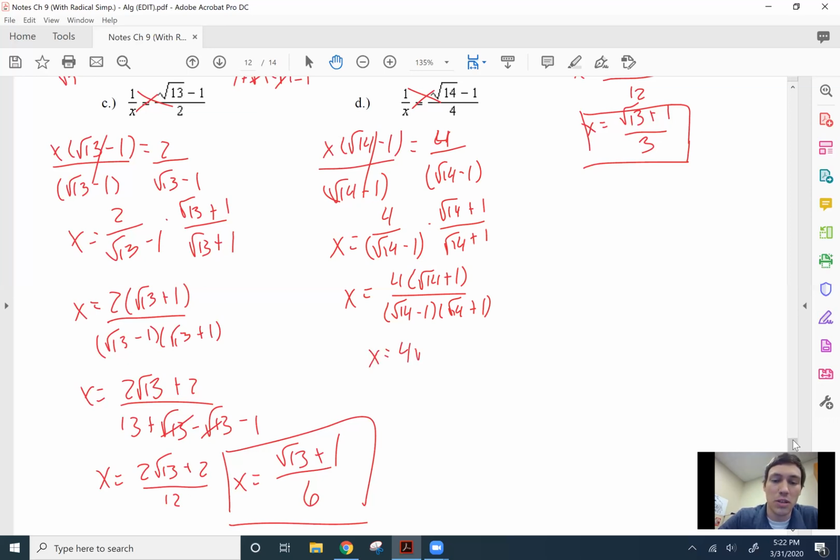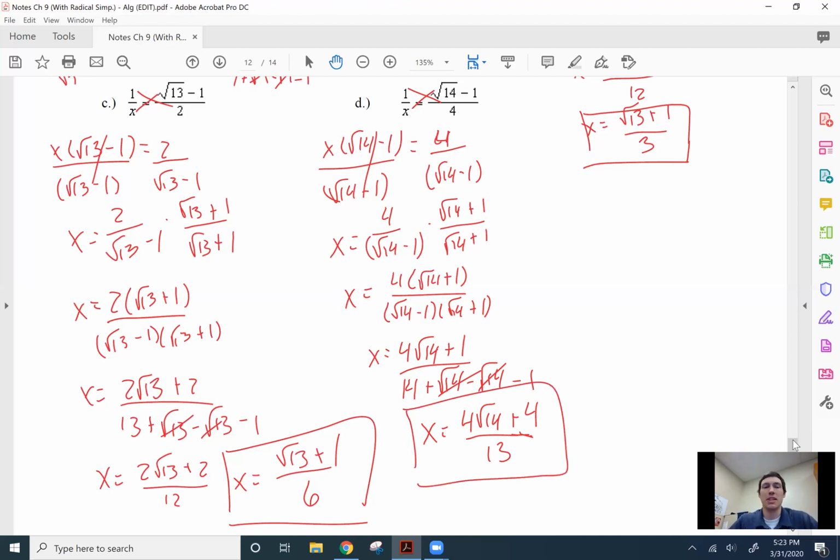So x equals 4 times radical 14 plus 1 all over radical 14 times radical 14 is just 14. Radical 14 times 1 is plus radical 14. Negative 1 times radical 14 is minus radical 14. And negative 1 times 1 is negative 1. So I get x equals 4 radical 14 plus 4 all over, those cancel, 13. And because 4 and 13 have nothing in common, that's as far as it simplifies.